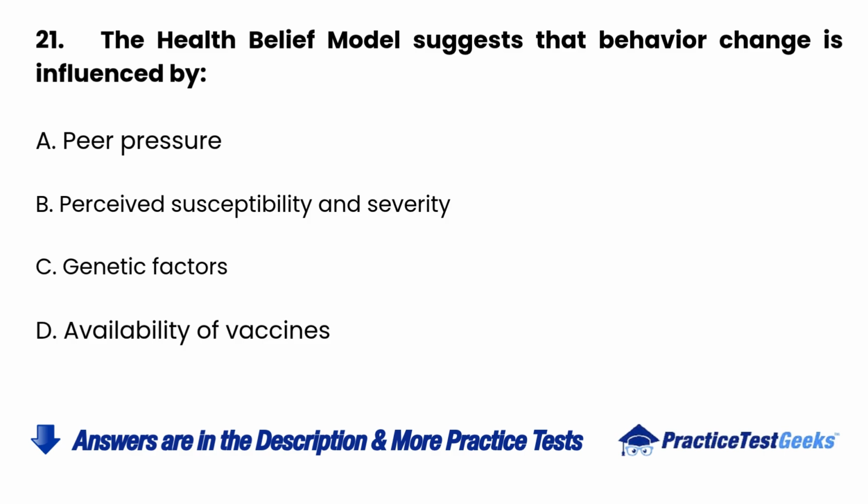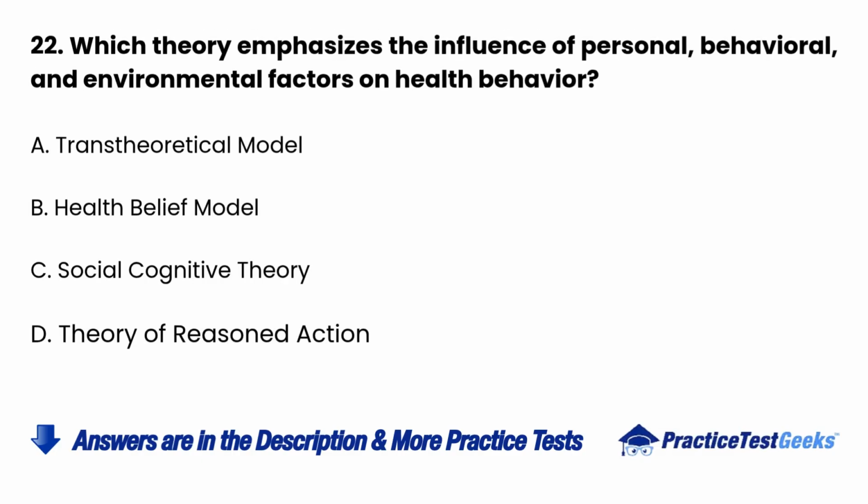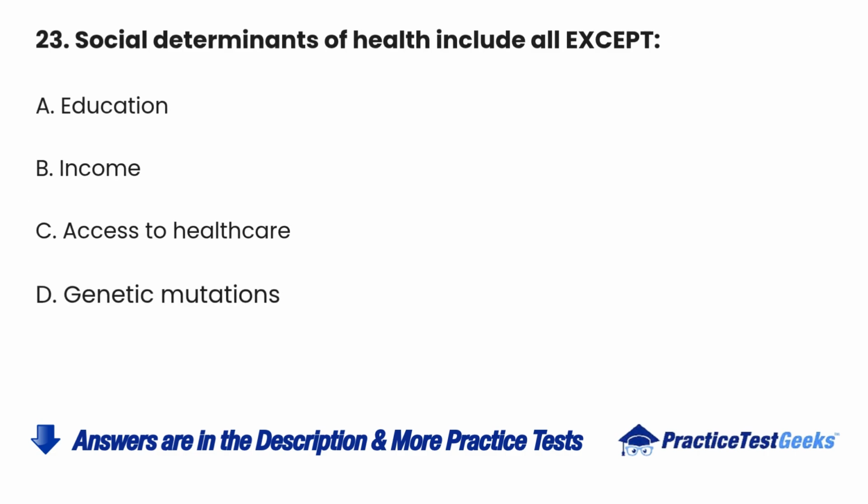Peer pressure. B. Perceived susceptibility and severity. C. Genetic factors. D. Availability of vaccines. 22. Which theory emphasizes the influence of personal, behavioral, and environmental factors on health behavior? A. Trans-theoretical model. B. Health belief model. C. Social cognitive theory. D. Theory of reasoned action. 23.